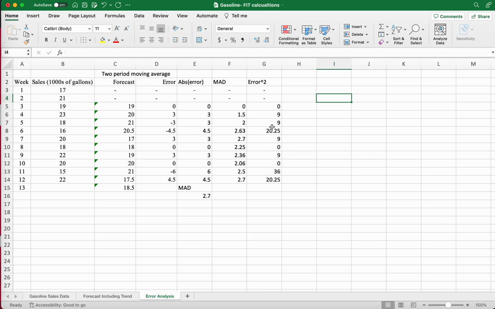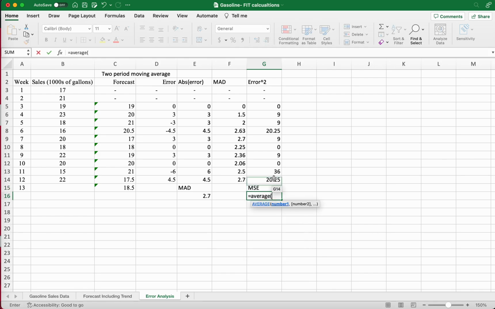So you square the error values, and then you can calculate the mean squared error as the average of all the squared errors. Now, you don't have to take a square root or anything like that. Mean squared error is just the mean of the squared errors. Now, this will obviously be a much larger number than the mean absolute deviation. The actual values of mean absolute deviation or mean squared error really don't mean much. So is 2.7 good or is 2.7 bad? That depends upon whether your forecast values are small numbers or large numbers.